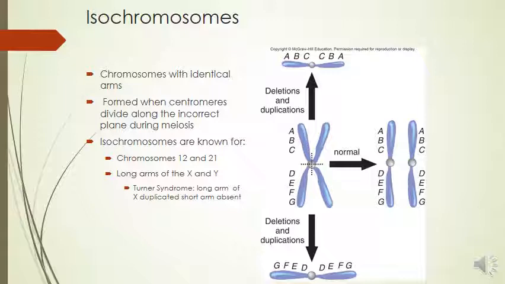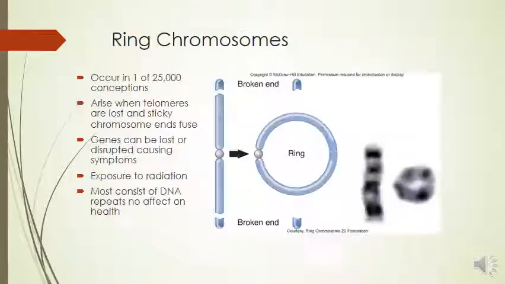Some women with Turner syndrome do not have the more common XO abnormality, but have an isochromosome with the long arm of the X chromosome duplicated, but the short arm absent. If we look over here, we can see that the isochromosomes have identical arms and how they form when the chromatids divide along the wrong plane. In this depiction, horizontally rather than vertically.